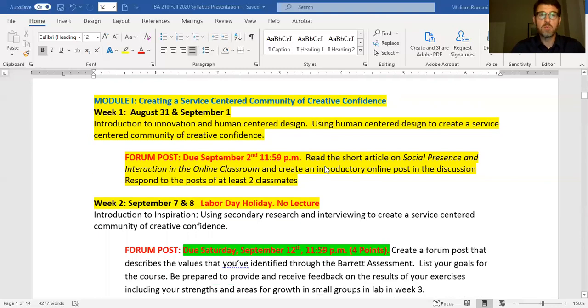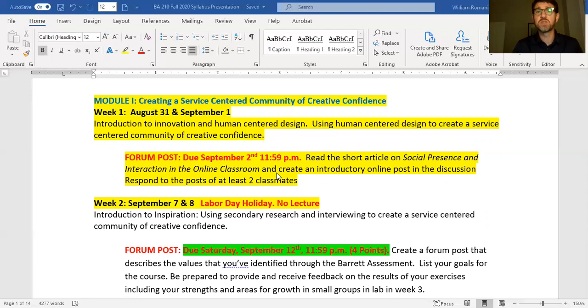So the course is in 4 modules. The first one is creating that service-centered community of creative confidence. And on the syllabus here, you'll see a few things for each week. Certainly the week and the date of lecture and the 2 labs. There'll be a short introduction describing what we're going to be doing. And here on the syllabus, I have put in all the assignments that are due for points throughout the semester, so you can start looking at what is due and when and what it might involve.